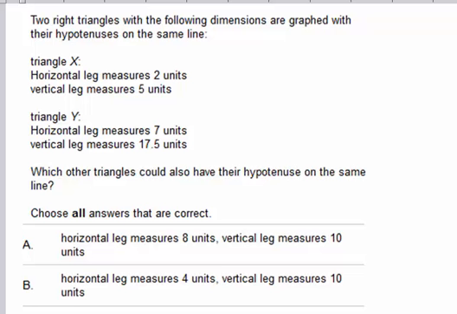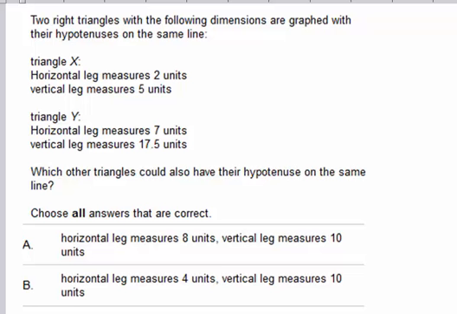So we have to find the slope of those two and then see which other ones have the same slope. So we look at triangle X. We're going up 5 over 2. So it's going to be 5 over 2. And 5 over 2 gives us a slope of 2.5. And if we look at triangle Y, we put the vertical leg, so that's the rise, so 17.5, over the run, which is the horizontal leg, so 7. And 17.5 divided by 7 also gives us 2.5.